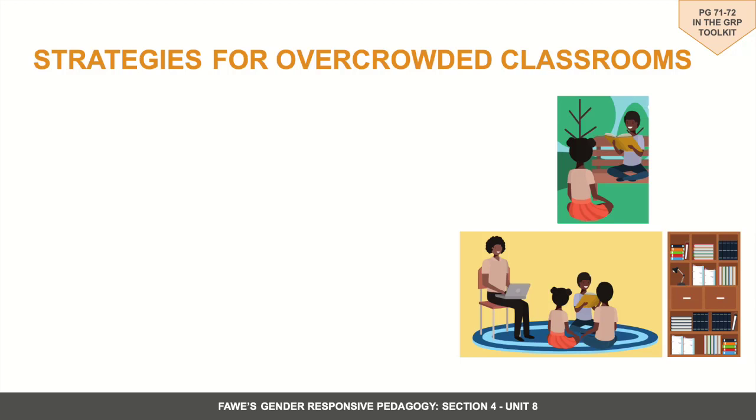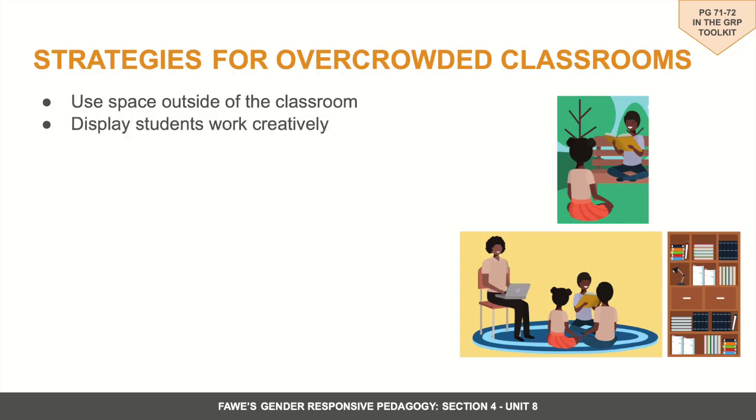Overcrowded classrooms are a reality in many schools, but there are still many strategies for creating a positive gender-responsive learning experience. For example, use space outside of the classroom. Students can utilize outdoor space to work in small groups. Display students' work creatively. One method could be hanging students' work from strings across the ceiling. Involve students in managing the space. Students can help by putting materials away as a rotating job.